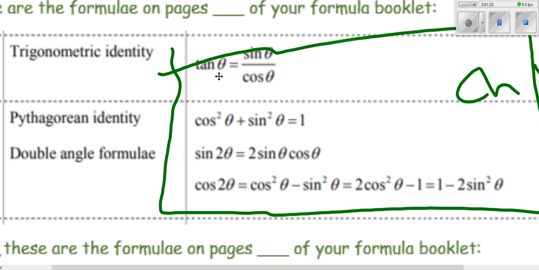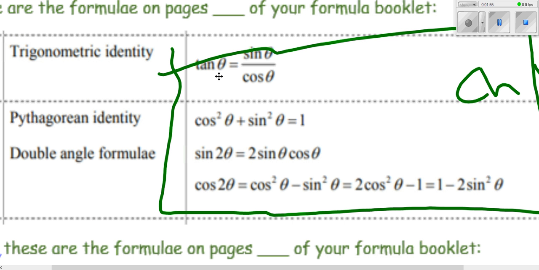So the first one is the trigonometric identity. Which one is it? Equals, over. Okay, good. You've written that down, Lauren? Yes. Okay, well done. Then the Pythagorean identity. Pythagorean. You're right, the way you say it is right too. So what's that one?